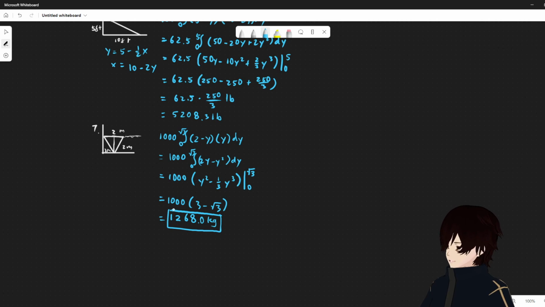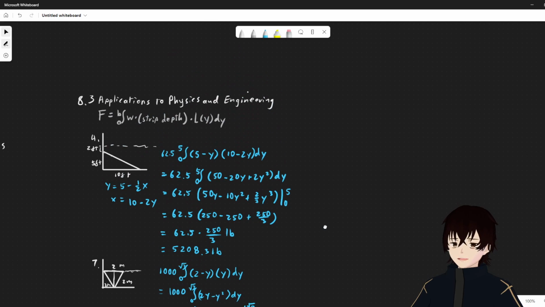And this is number 7. Does that... Wait, are my units wrong? Oh yeah, why did I write kilogram? This should be Newton, but even if it is in Newton, what is wrong here? The right answer is 9.8 times 10 to the power of 3. Wait, did I forget to put gravity in here? Wait a second. Do I need gravity?